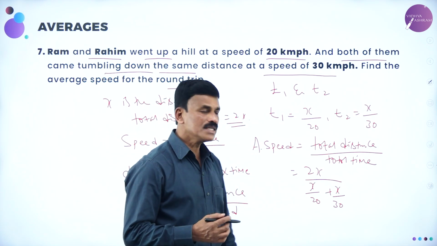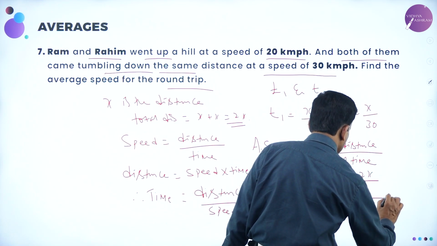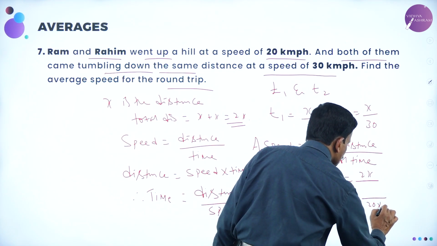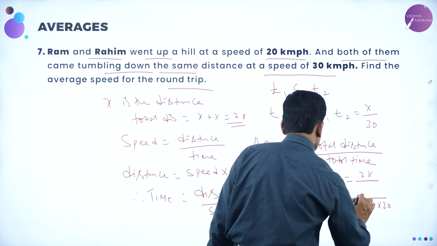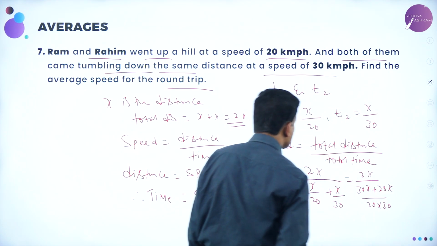What is this equal to? 2x is as it is in the numerator. In the denominator, let us take the LCM, 20 into 30, cross multiply. This is 30x plus 20x.